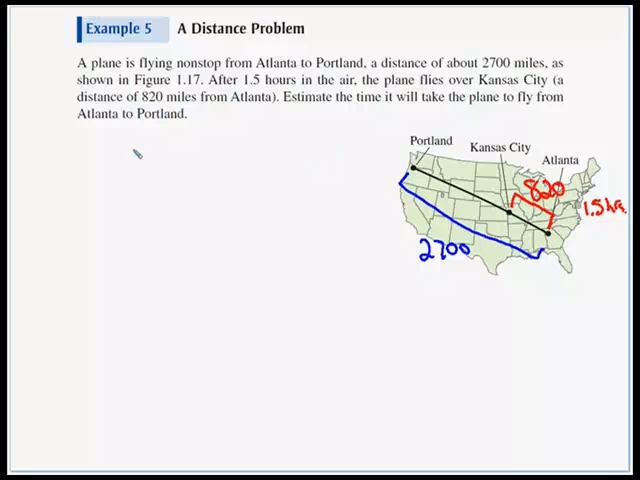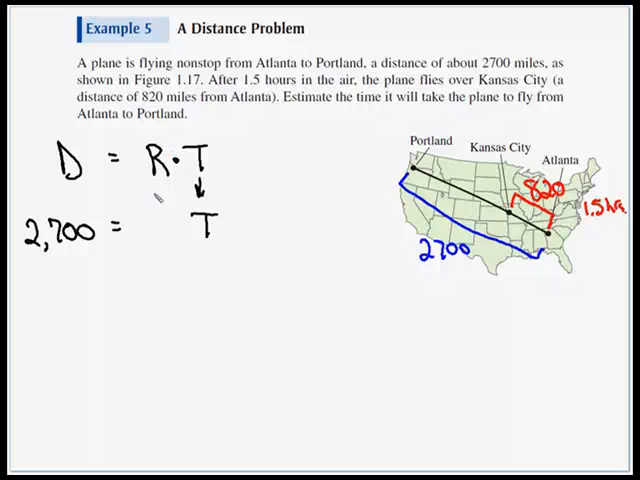So they want us to estimate the time it's going to take to fly all the way from Atlanta to Portland. So it looks like there's a couple ways we could approach this problem. We could start with the old DIRT formula, D equals R times T. Distance equals rate times time. And for this one, we're going to fly the entire distance. So the distance we're looking for is 2,700 miles. Estimate the time it takes to fly that far. So T is the variable we're solving for.